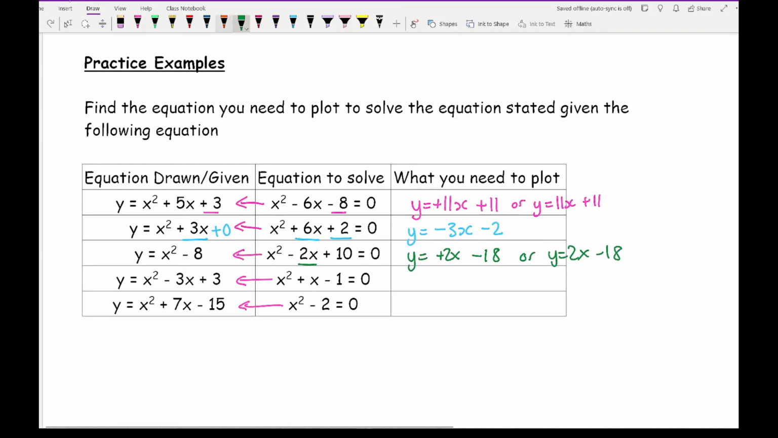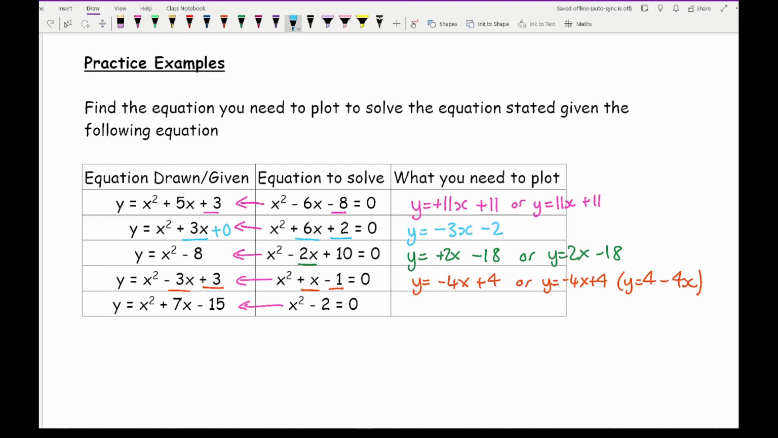With the fourth example, again, I want to go from positive x to minus 3x, so I need to take away 4 x's. And I want to go from minus 1 to positive 3, so I need to add 4. So the equation I then need to plot is y equals minus 4x plus 4, or if you want to make it look more aesthetically pleasing, you can write that as 4 minus 4x, whichever floats your boat.